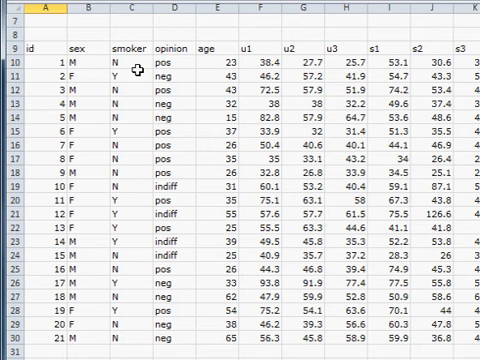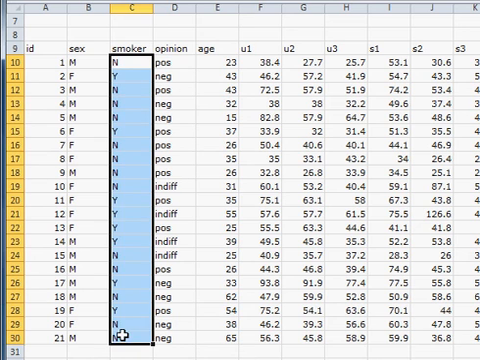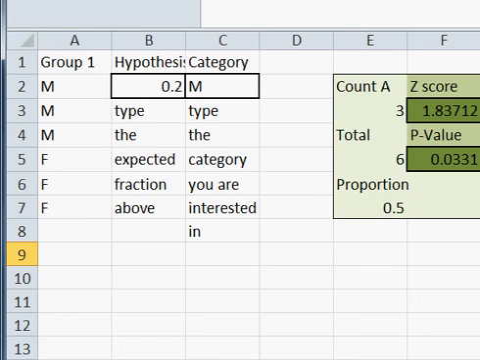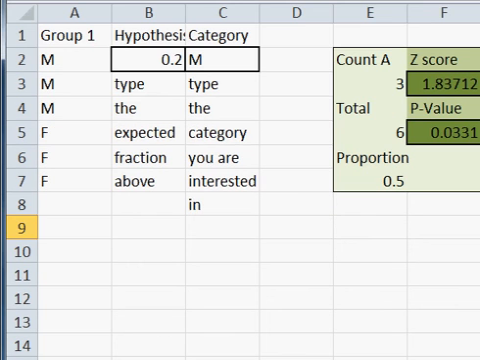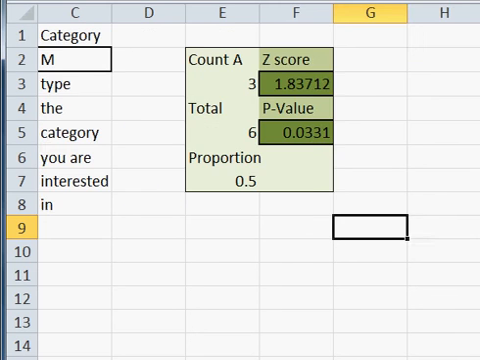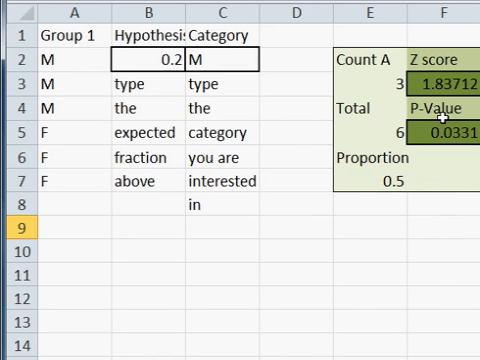So I'm going to take my smoker column here and copy it. So I've got my 21 individuals, and I'm going to go to the bivariate analysis on proportions Excel sheet. This will be up on Blackboard. This is the one we were using in class on Wednesday. And we've just got a couple different things. We've got our z-score, our p-value.